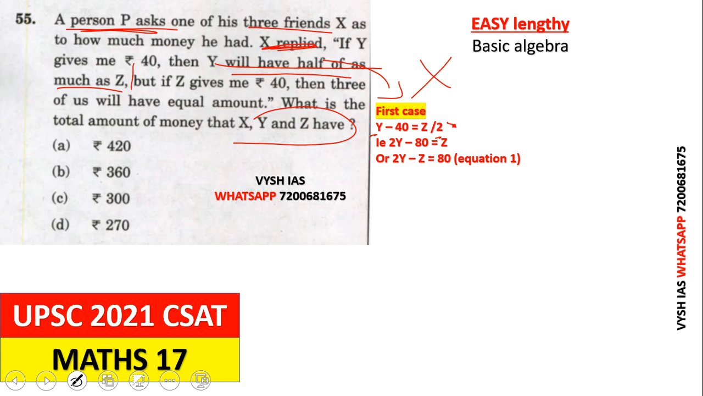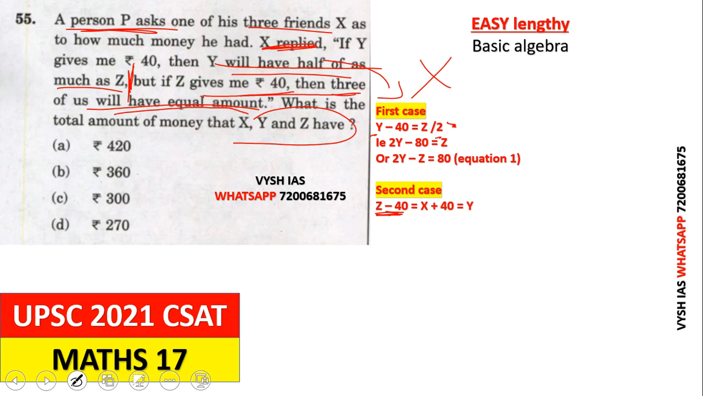Now, but if Z gives me 40, Z gives me 40 means what? Z minus 40. Then 3 of us will have an equal amount. Meaning Z minus 40 is equal to Y. X has not got anything in this deal. 3 of us have an equal amount.